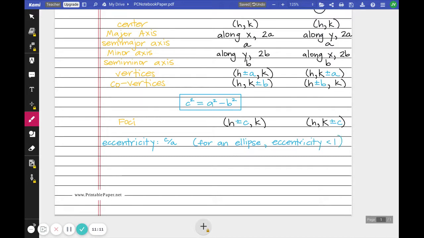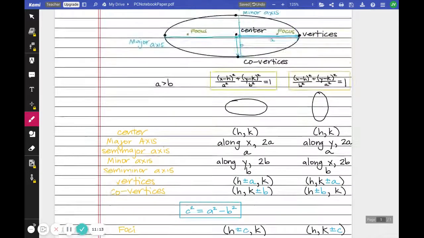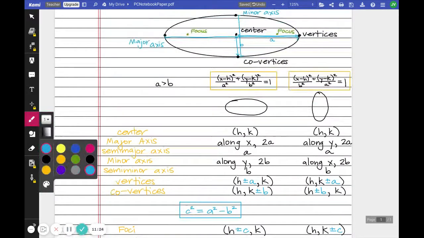c should be smaller than a, right? Because the foci, if I go back up to the top, are closer to the center than the vertices, so their distance of c is less than the distance of a. So if I wanted to label it in terms of this picture, that would be our c.